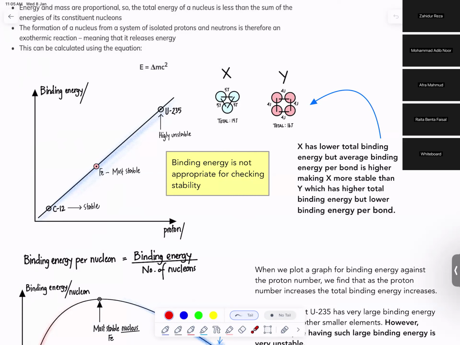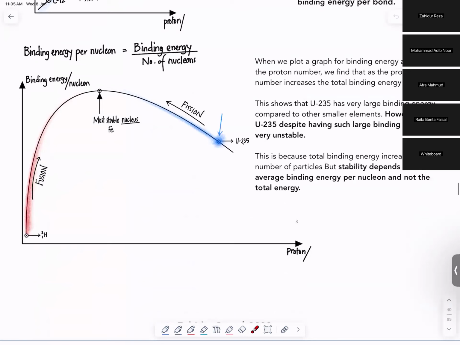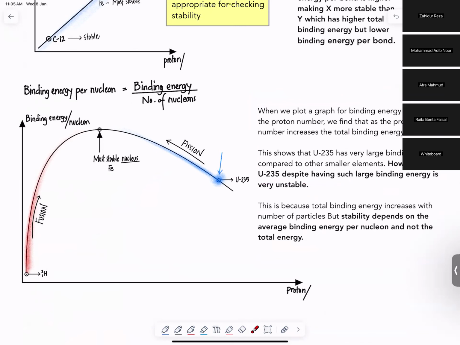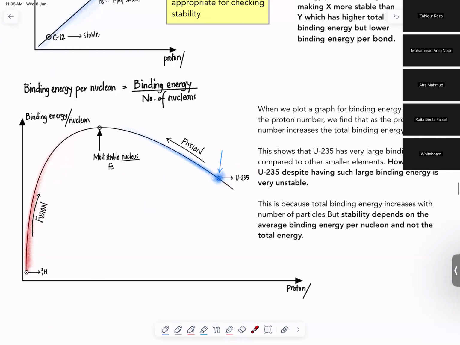So to find that, what you do is you take the total binding energy and you divide it by the number of nucleons that we have. And ওইটা করার পরে we get this graph here. Okay, so this graph is very famous, very important, and very often given in your exam. When we plot a graph for binding energy versus nucleon number, we find that as the number increases the binding energy increases. However, একটা পয়েন্টের পরে এটা আবার কমে যায়. And that's why it shows that 235 having very large binding energy is still unstable because per nucleon it has অনেক কম binding energy.